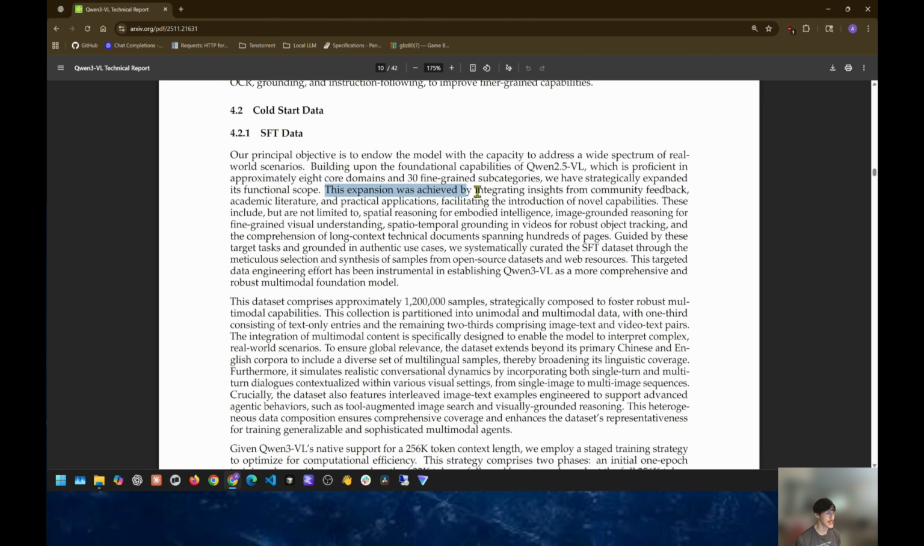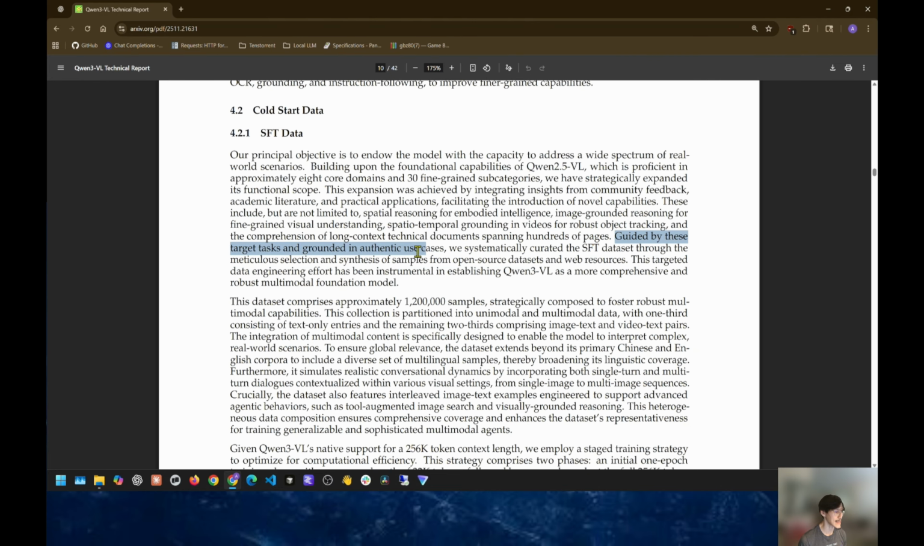This expansion was achieved by integrating insights from community feedback, academic literature, and practical applications, facilitating the introduction of novel capabilities. These include, but are not limited to, spatial reasoning for embodied intelligence, image-grounded reasoning for fine-grained visual understanding, spatio-temporal grounding in videos for robust object tracking, and the comprehension of long context technical documents spanning hundreds of pages.